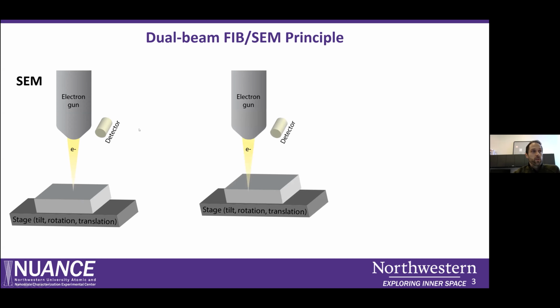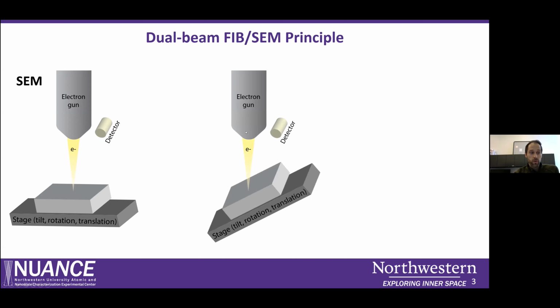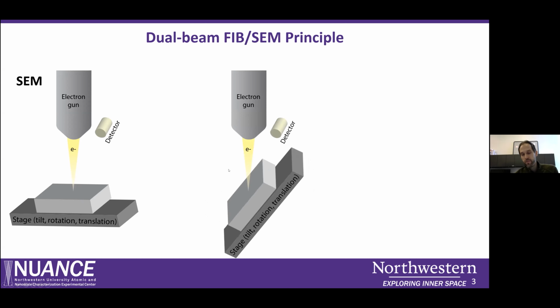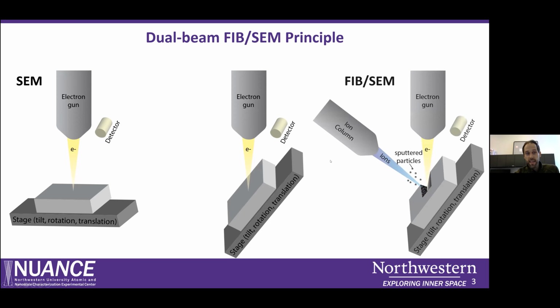Now, for an FIB SEM principle, we can rotate the stage typically about 52 to 55 degrees to basically make this sample coincident with a second beam. So in this case, an ion beam.